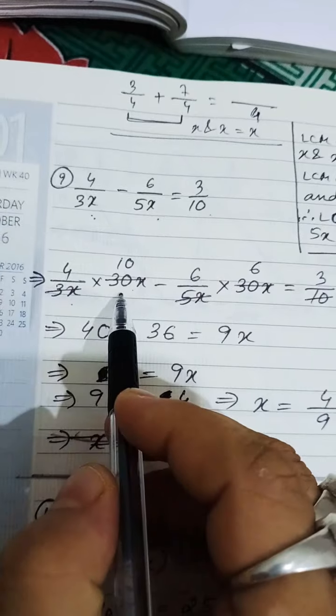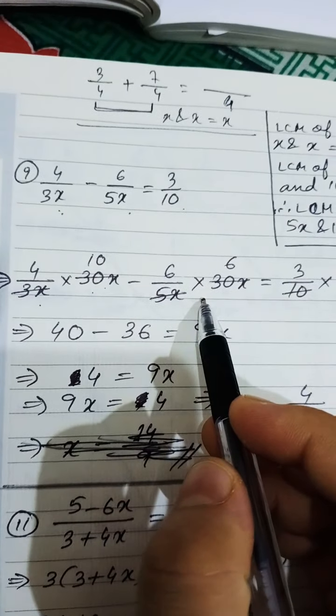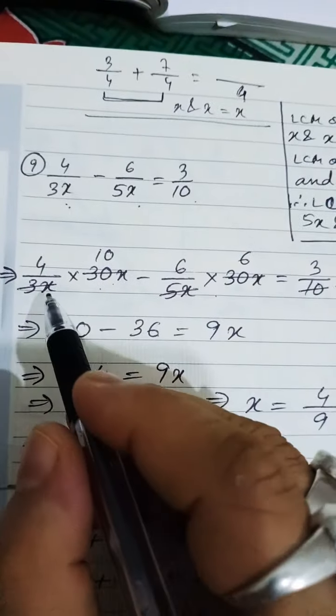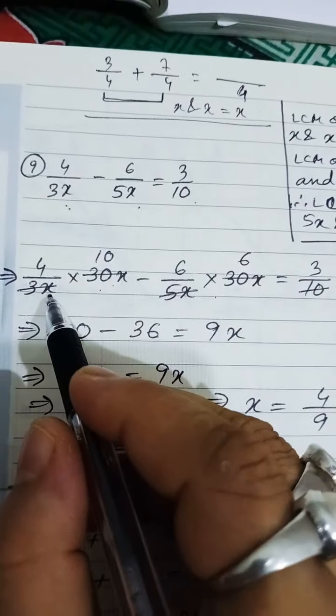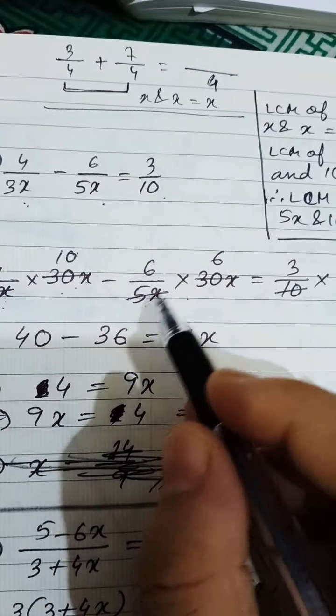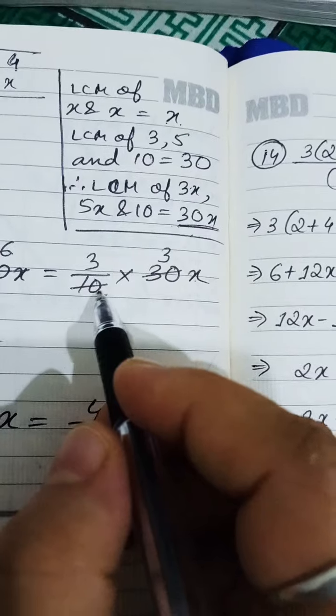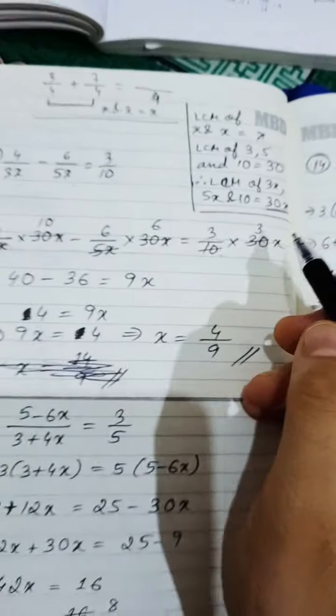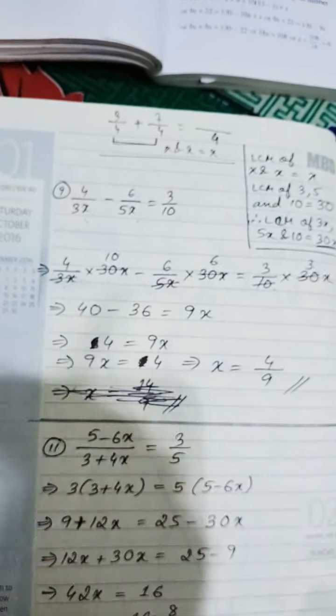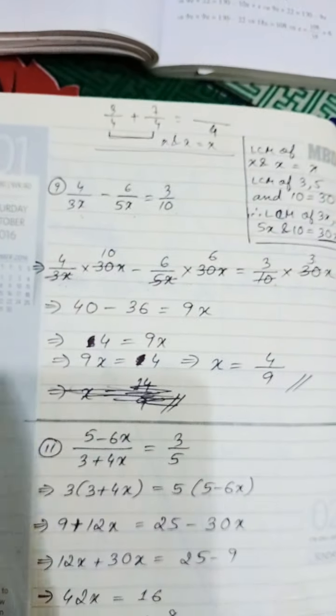4 by 3x into 30x, minus 6 by 5x into 30x, 3 by 10 into 30x. Now because x is in the numerator and denominator, x gets cancelled and 3 10s are 30. Here also x gets cancelled, 5 6s are 30. But here x will not get cancelled because there is no x here. But 10 3s are 30, you can cancel that one. Now after that, what do you get? 4 into 10, 40, minus 6 into 6, 36. 3 3s are 9, and there is an x, 9x. 40 minus 36 gives you 4 equal to 9x. This one can be reversed.